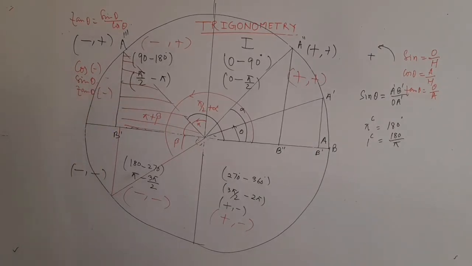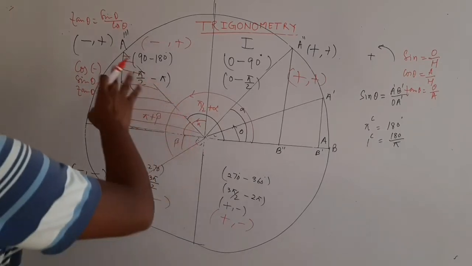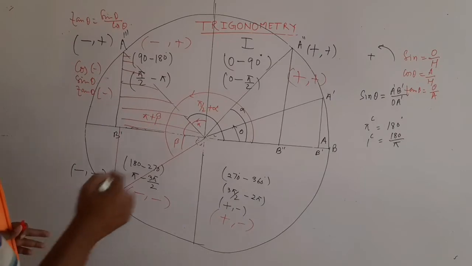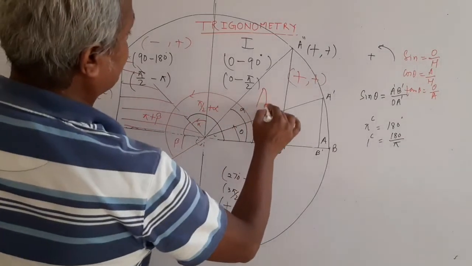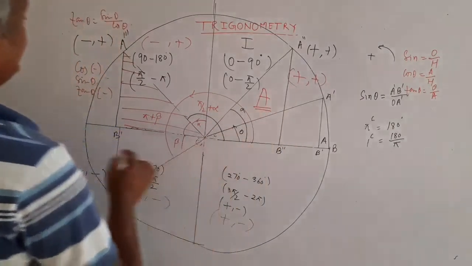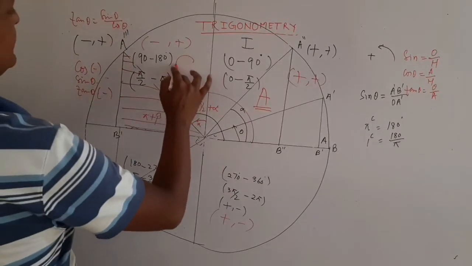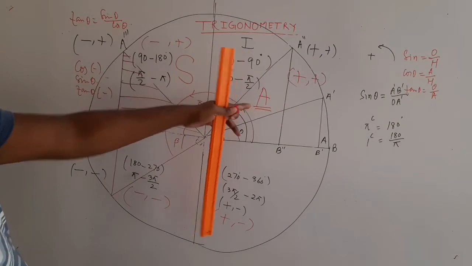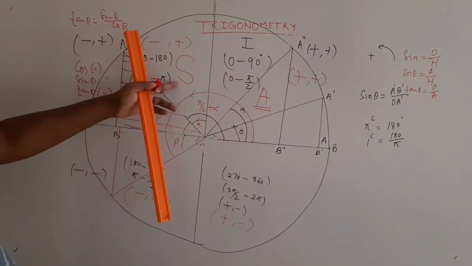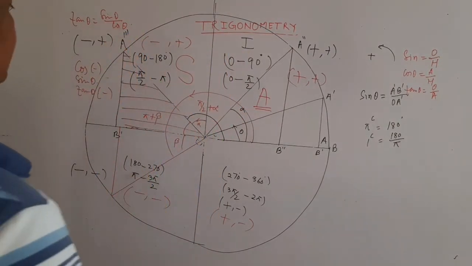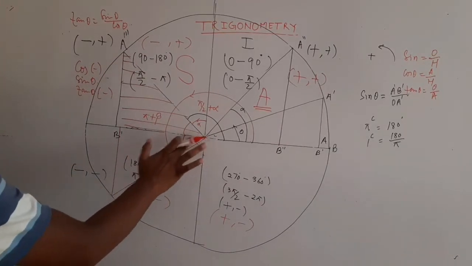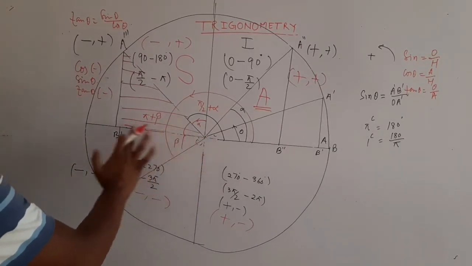So this way we use a common terminology just to understand this. Here all t ratios are positive, that is A. Here only sine is positive, so we write AS. So all in the first quadrant, all t ratios are positive. In the second quadrant, only sine is positive. In the third quadrant, now you see, when you see this triangle here, this adjacent is negative.